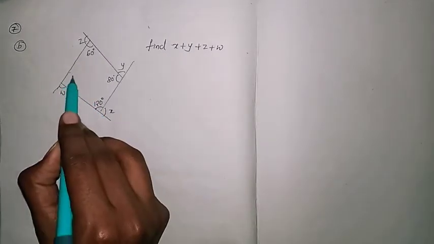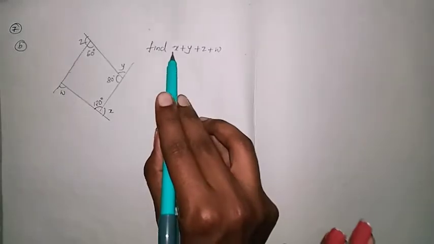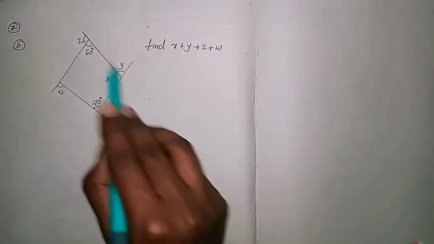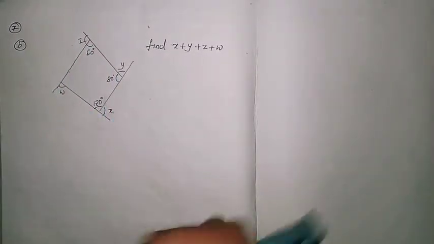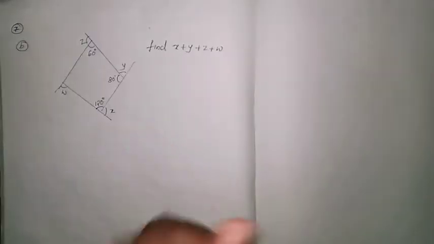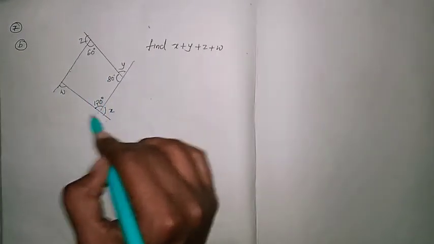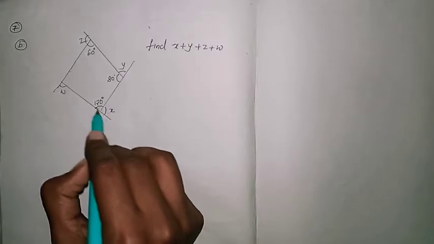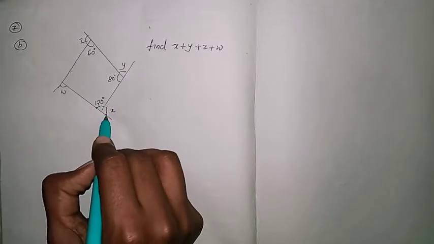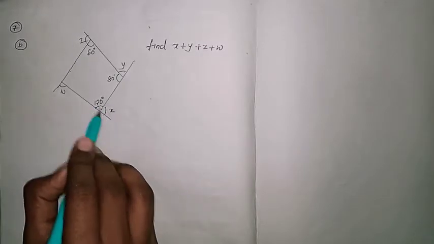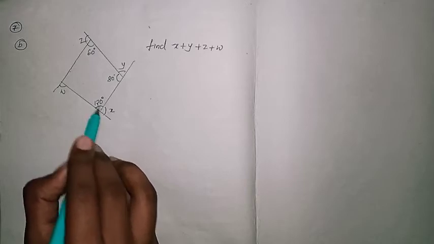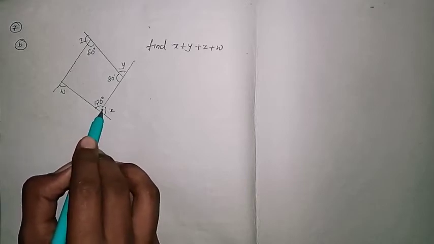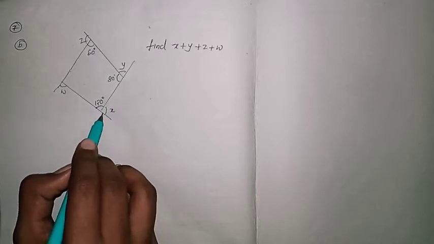But we don't know this angle. And we have to find x plus y plus z plus w. That means all the exterior angles, as they are outside. Yes, so outside means exterior angles and these are the interior angles. To find these angles, because it is 120 and it is x and they are in a straight line, we can apply the linear pair. The sum of the angles in a linear pair is equal to 180. So from that we can find it.